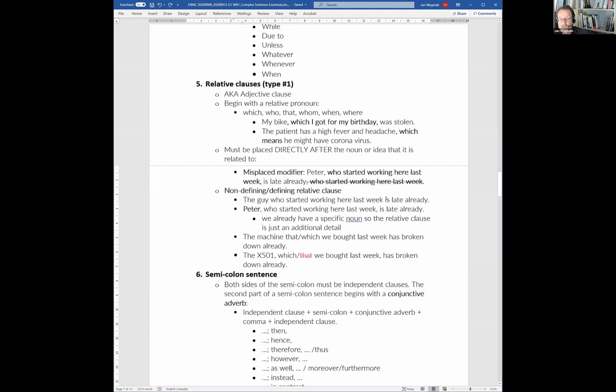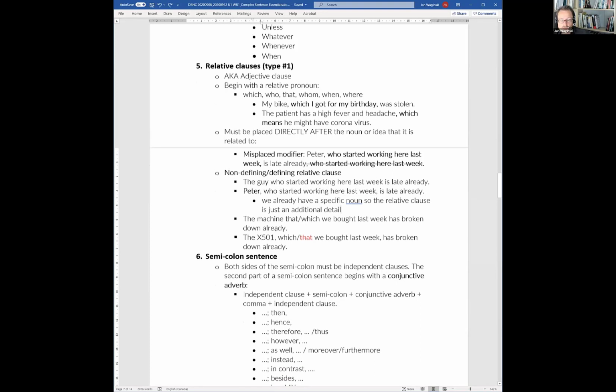So if it's a critical piece of information, you're not going to put it in commas. If this is needed to know which guy, don't put it in commas. But if this is just an extra detail, if the subject is already crystal clear, use commas. Peter, who started working here last week, is late already. Those are natural pauses.